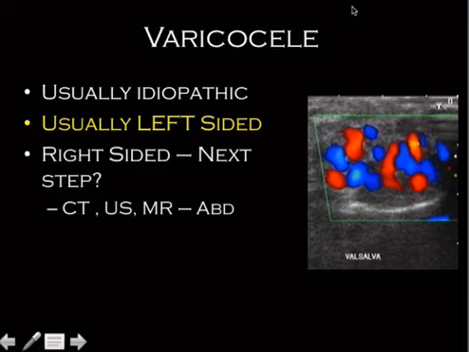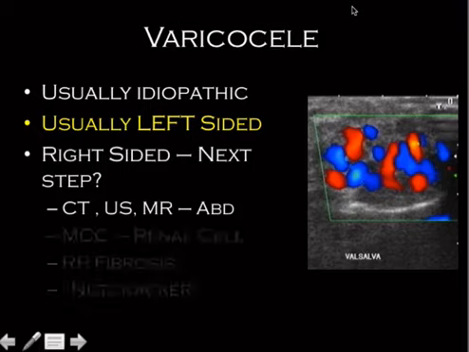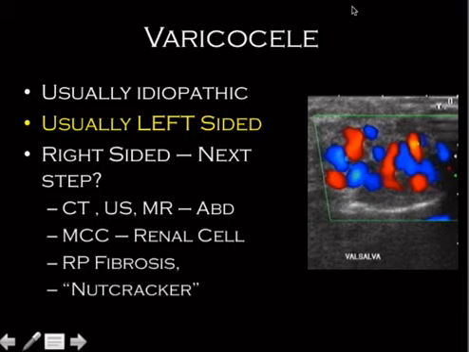Some modality to look in the belly, because you can have a renal cancer, you can have retroperitoneal fibrosis, you can have nutcracker physiology. There's a bunch of different things that can cause it. Cancer is the one that you want to exclude.